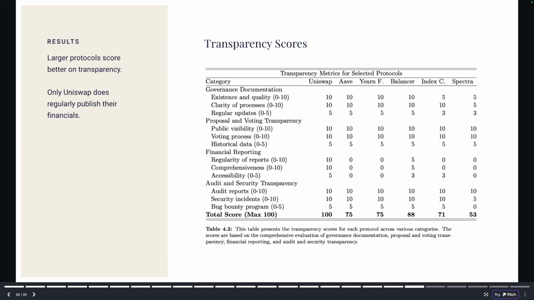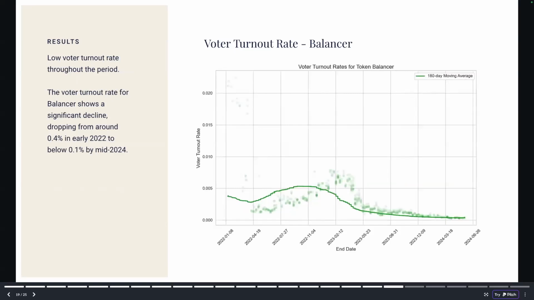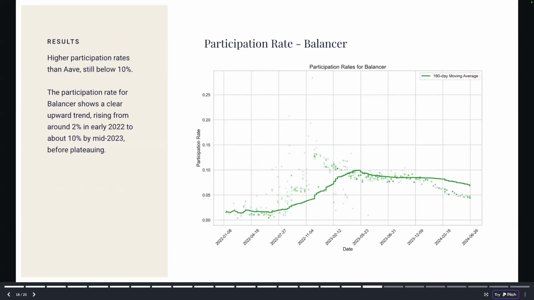Lastly, coming to the transparency scores. The dots are basically individual. Here, for example, for the participation rate, the dot is one proposal's participation rate. And then there is a moving average.